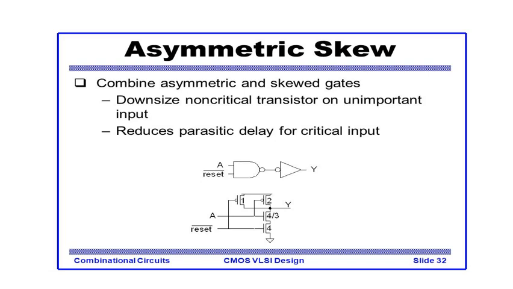In the normal condition, the path acts as a buffer between A and Y. When reset is asserted, the path forces the output to be low. When reset only occurs under exceptional conditions, the circuit should be optimized for input to output delay. This can be done with the asymmetric NAND gate.